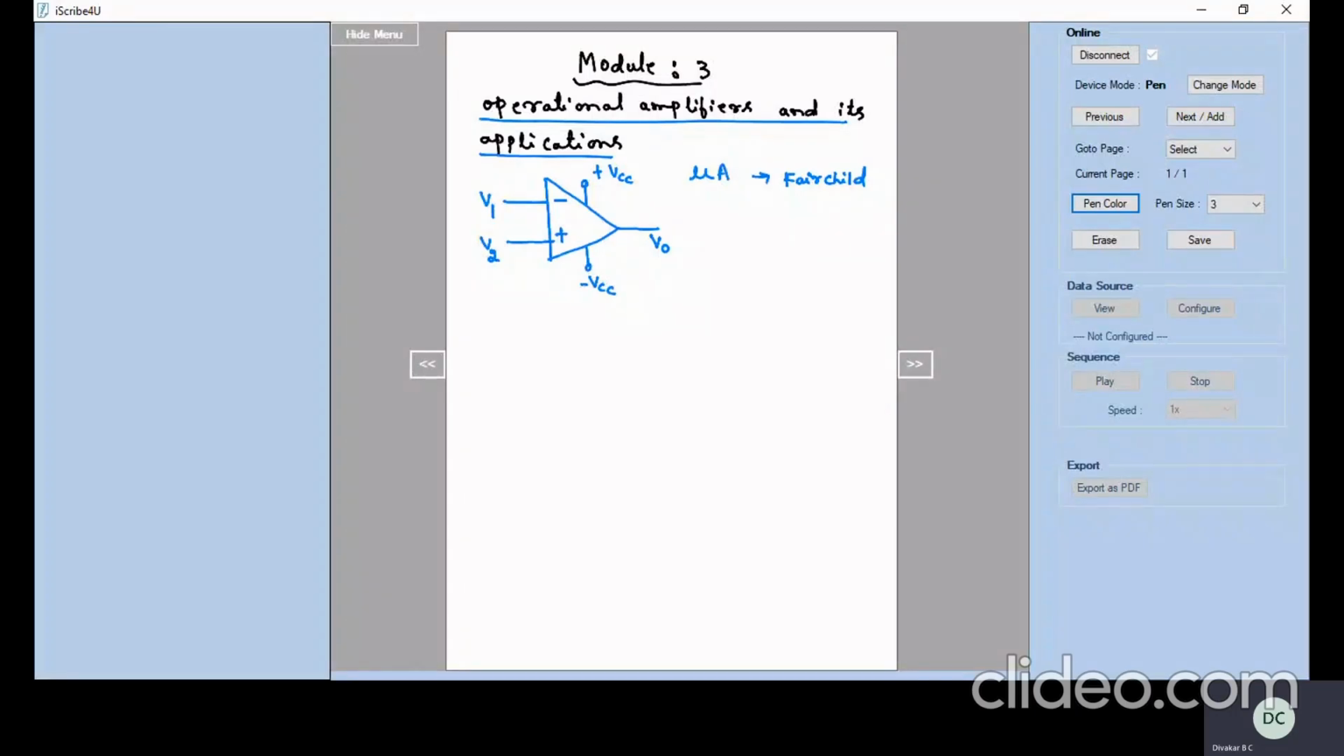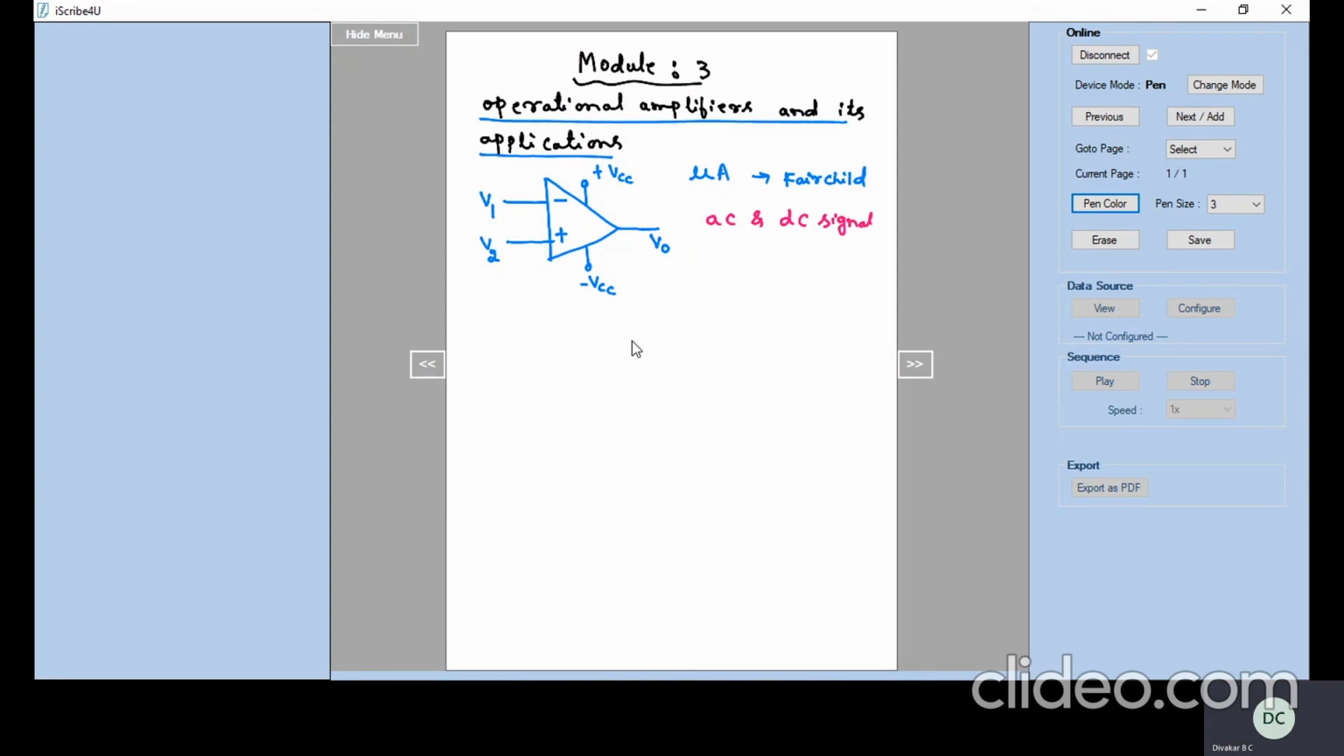In today's class, we will discuss Module 3, Operational Amplifiers and its applications. So this is the schematic symbol for an operational amplifier. An operational amplifier is a high gain direct coupled differential amplifier which is used to amplify both AC and DC signals.